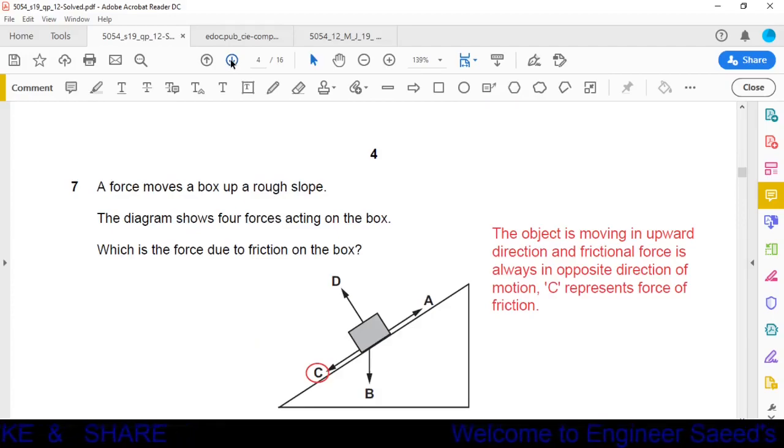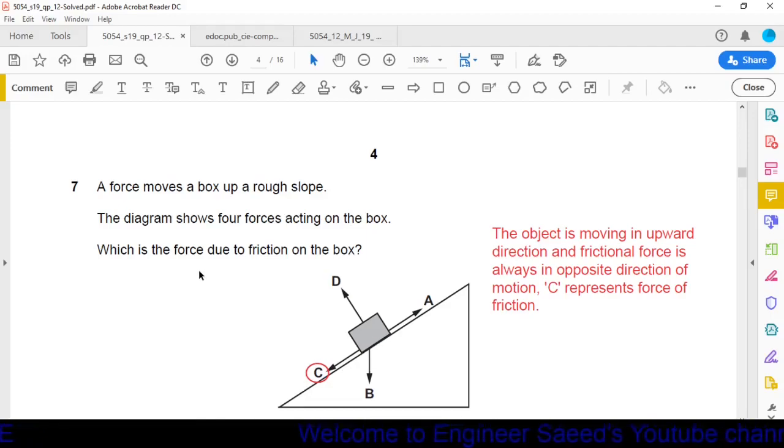Question number 7. A force moves a box up a rough surface. Okay, here is a box. The box is moving up on a rough surface. The diagram shows four forces acting on the body. Here are four forces A, B, C and D that are acting on this object.